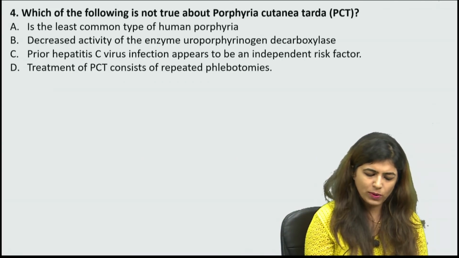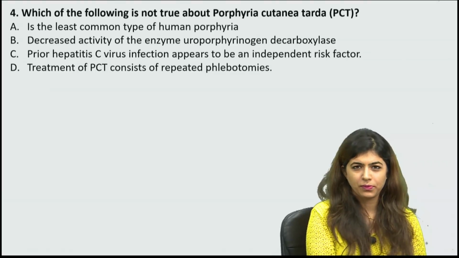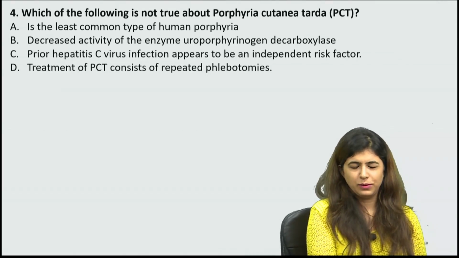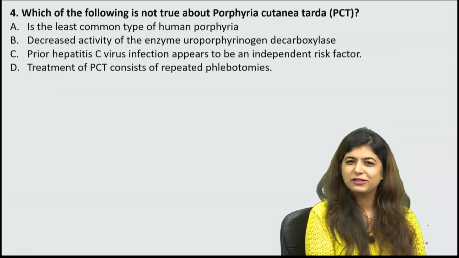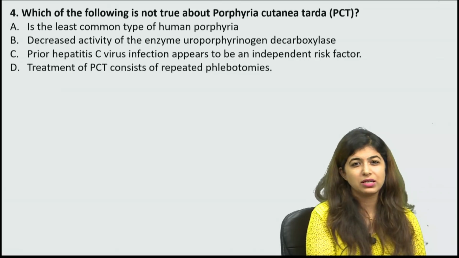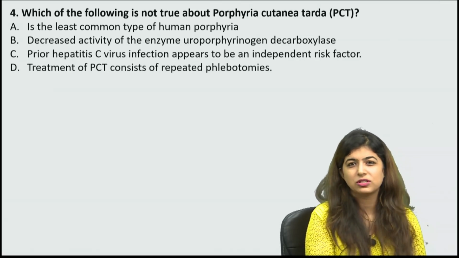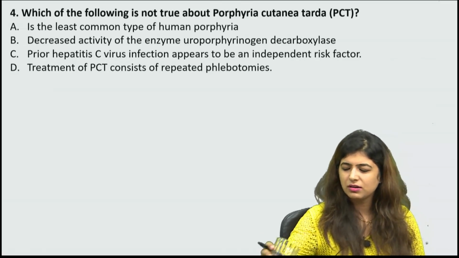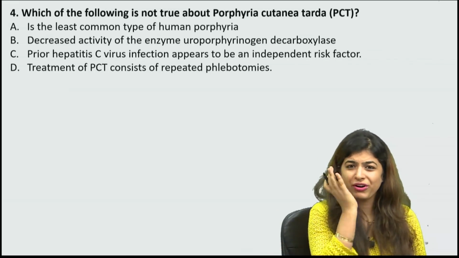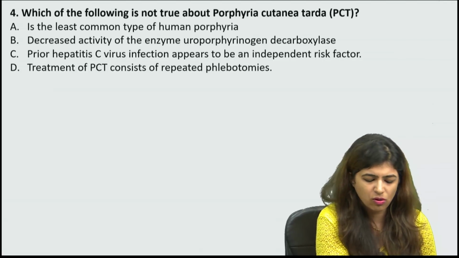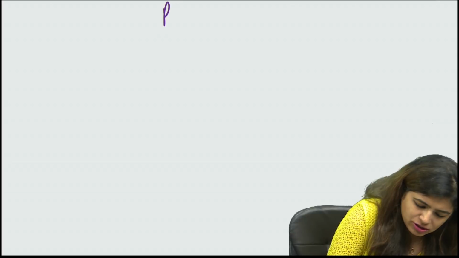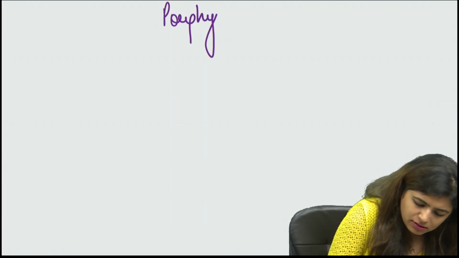Now moving on to question number 4. This is discussing porphyrias. Porphyrias is a topic that I don't really like, and I'm sure even you don't like much, because to remember every enzyme which is causing each porphyria is a difficult thing. But Porphyria cutanea tarda is the easiest of all the porphyrias. So let us see what it actually is.